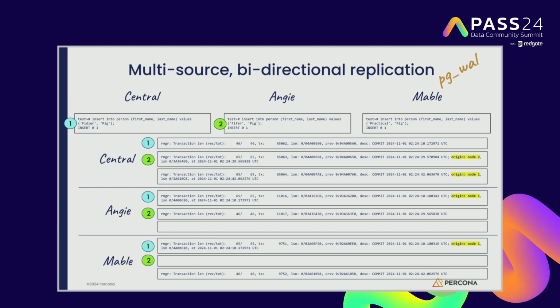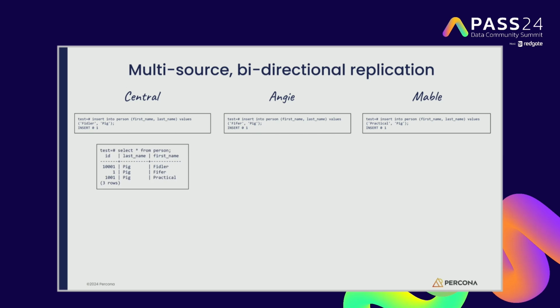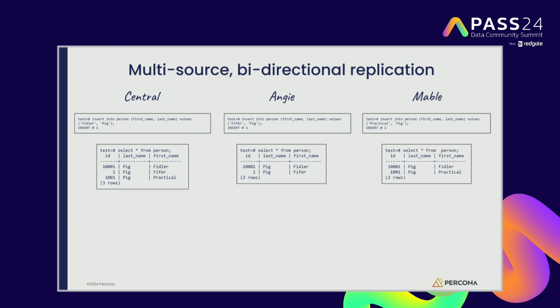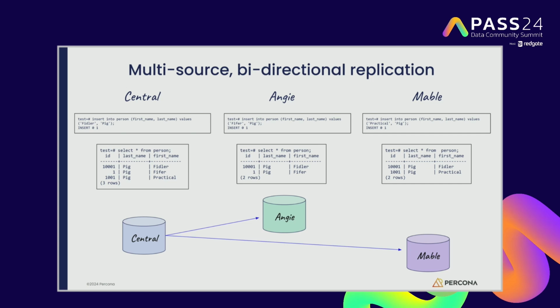So this is a current limitation of the system, because when we look at that, on central, I have everybody that has been inserted, all the 3 pigs. On Angie, I just got the pig that was registered on central, and the pig that was registered by itself on the same server. And on Mabel, the same thing. The pig that was recorded on central, and the pig that was recorded on Mabel, okay? So everything that is inserted on central gets replicated to Angie and Mabel. But when I do an insert on Angie, it only reaches central. It never reaches Mabel, right? And that's the same thing when I do an insert on Mabel. It reaches central, but doesn't reach Angie.